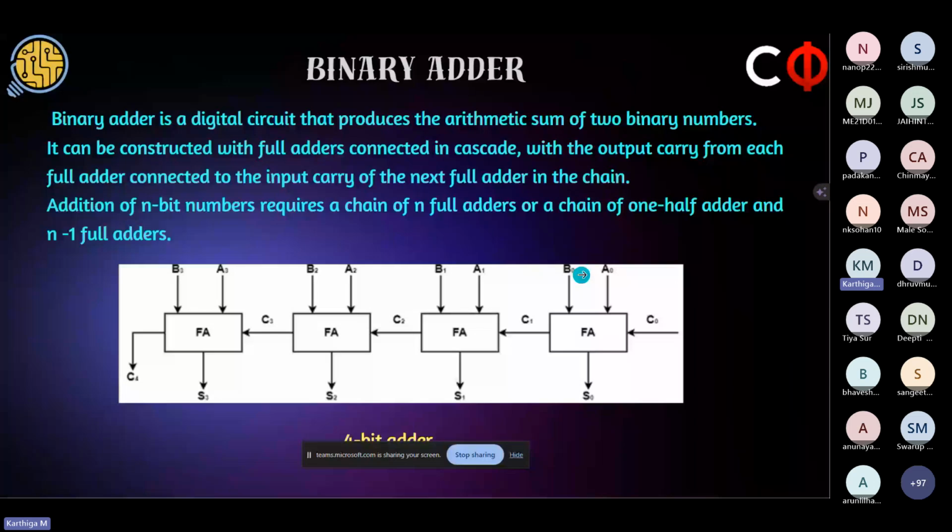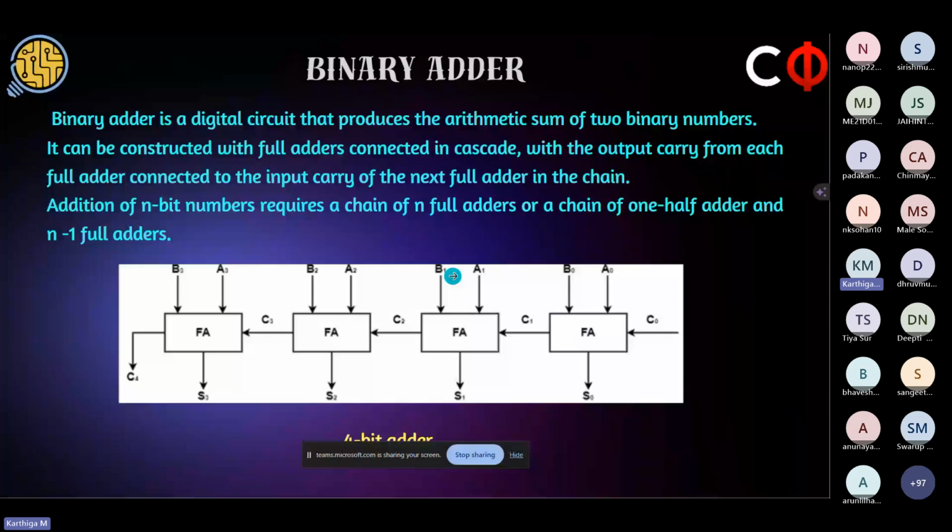So let's take the two binary numbers that we are considering: a(n-1) till a3 a2 a1 a0, and the second binary number is b(n-1), b(n-2), it goes on till b3 b2 b1 b0. So A0 will be the first bit of the first binary number, and B0 will be the first bit of the second binary number. A1 will be the second bit of the first binary number. B1 will be the second bit of the second binary number. And the same pattern repeats.